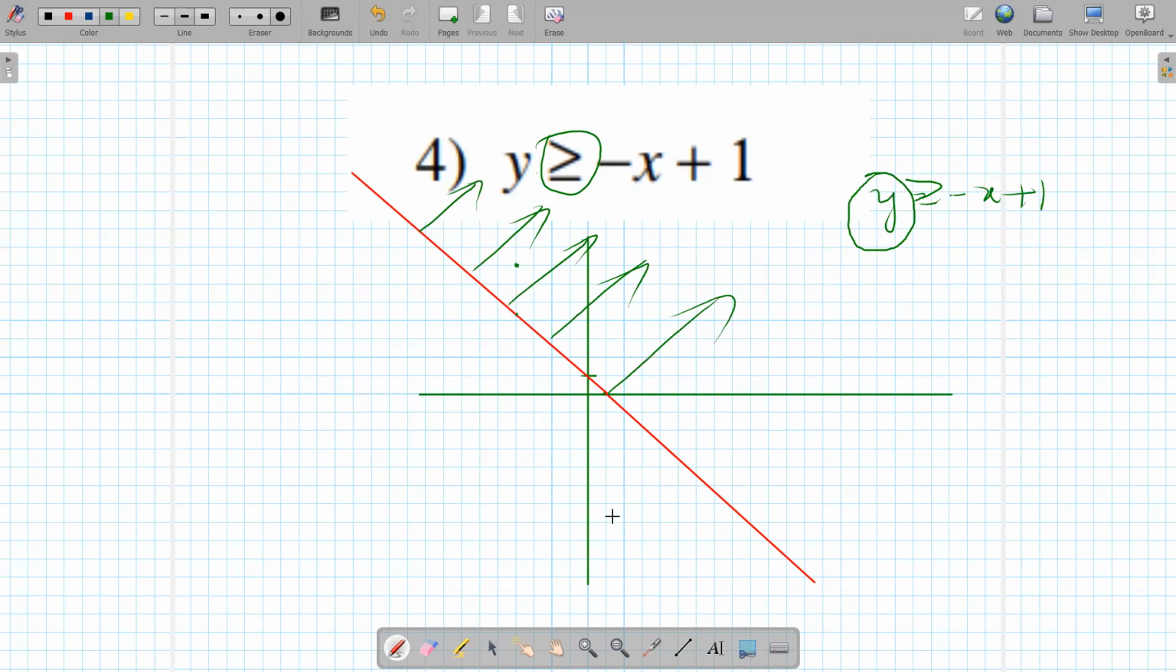You can pick any point, like look at this point. Is the y value of this greater than or less than this? Well, it's less than, but we need it to be greater than, so that's why we go in this direction, not in the opposite.